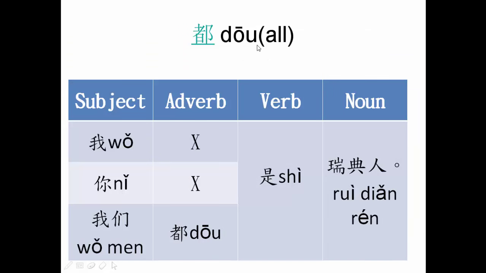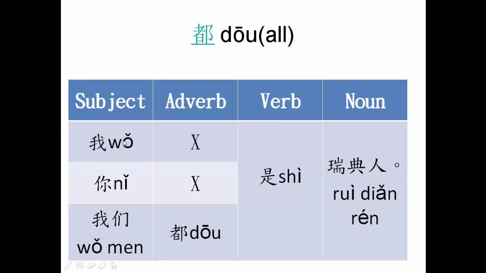Okay, next one we're going to talk about dōu. Dōu is a function word. It means all. So let's practice this one. 我 means I. 是 means am, are, is. 瑞典人 means Swedish. 瑞典, Sweden. 人, people. The Sweden people, it means Swedish.